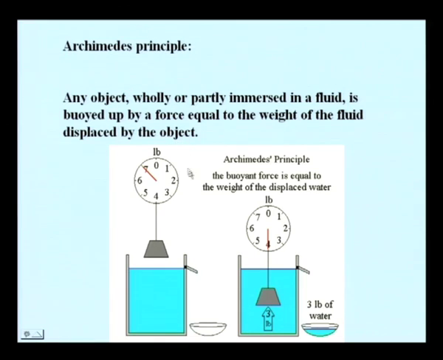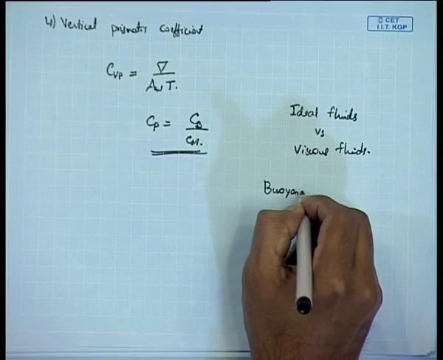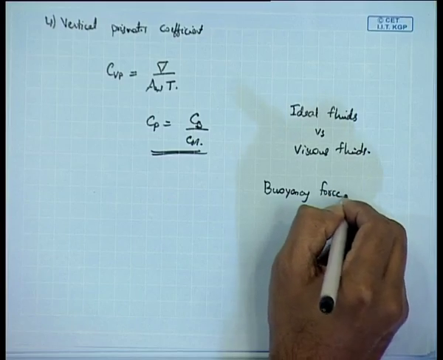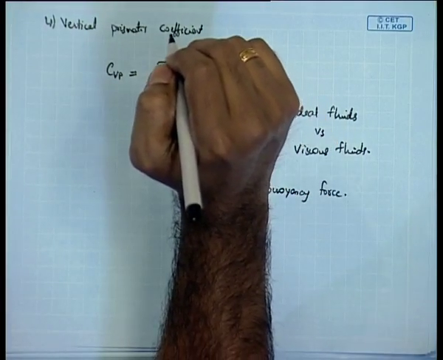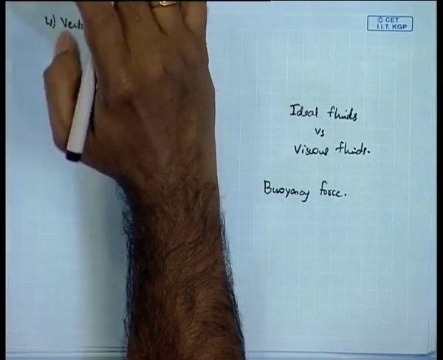So, weight of the fluid displaced by the object, here you have seen this weight is put into the water and it has displaced the 3 pounds of water. So, this is experiencing an upward force of 3 pounds of water. This upward force is known as the buoyancy force, and this buoyancy force is equal to the weight of the liquid displaced, as this figure clearly states.